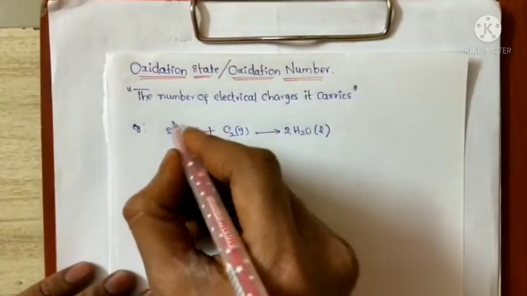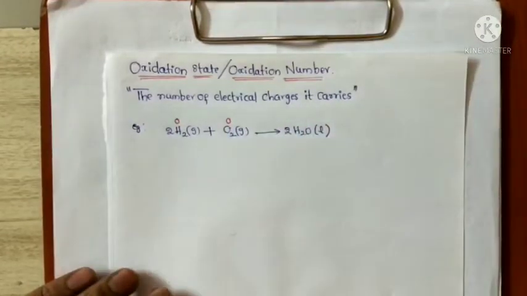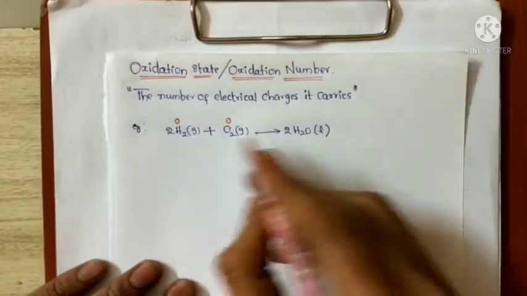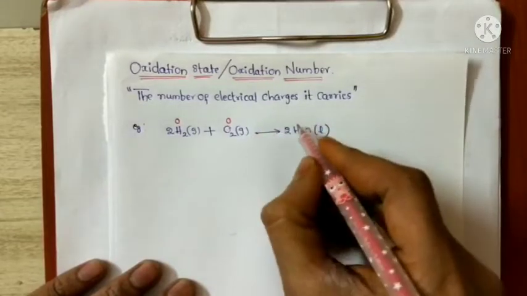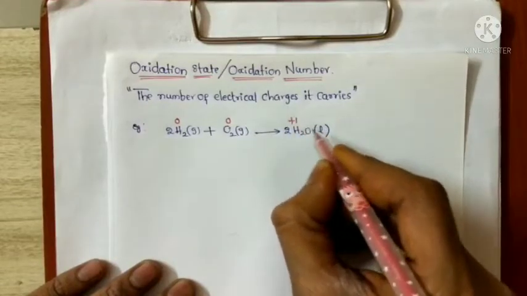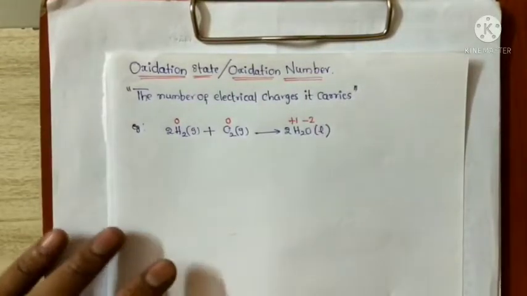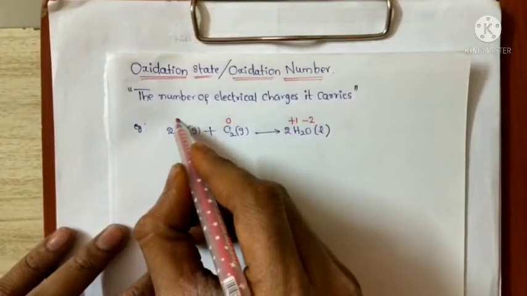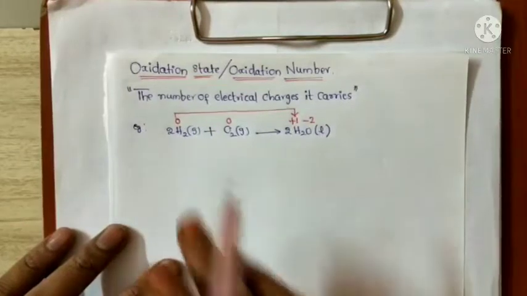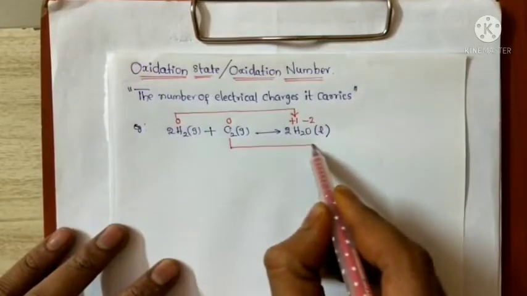In the free state, every element possesses zero oxidation state, so oxygen is also in zero oxidation state. But when the free state is converted into a compound, hydrogen exhibits the +1 oxidation state and oxygen exhibits the -2 oxidation state. Now the hydrogen oxidation state changes from 0 to +1, and the oxygen oxidation state changes from 0 to -2.